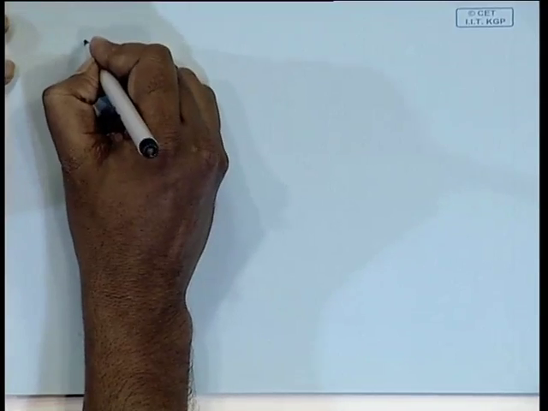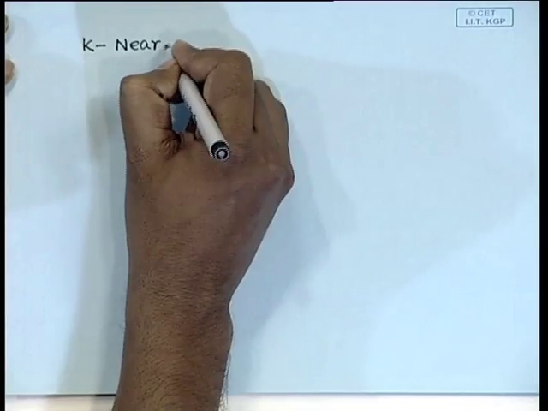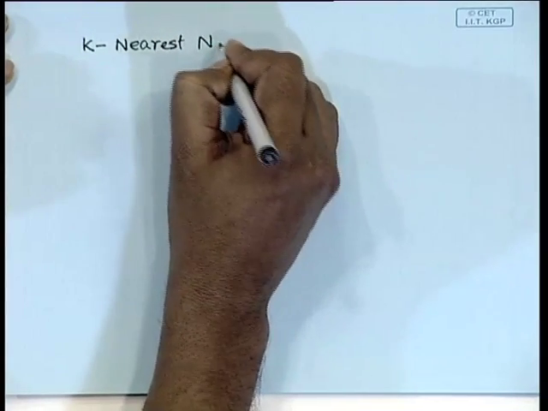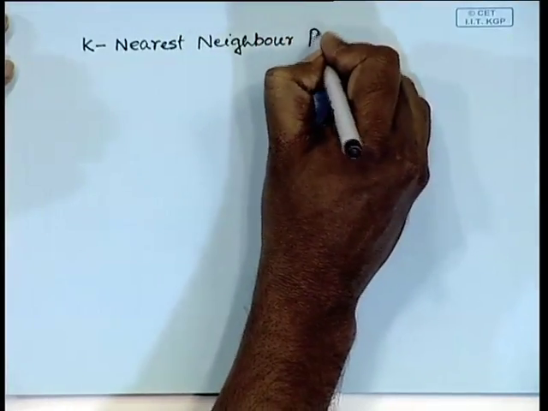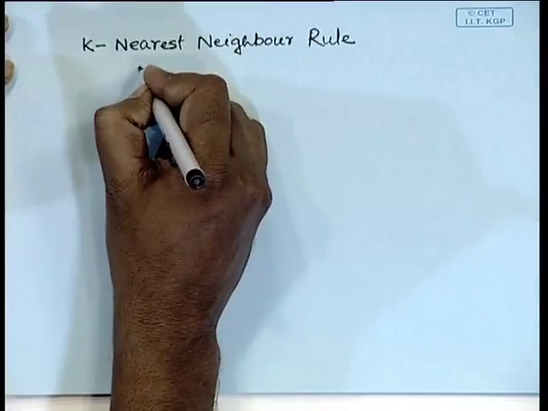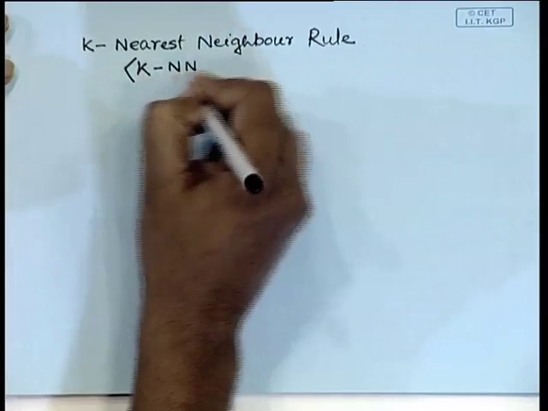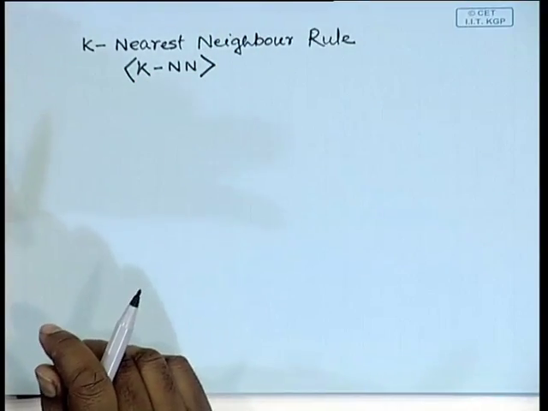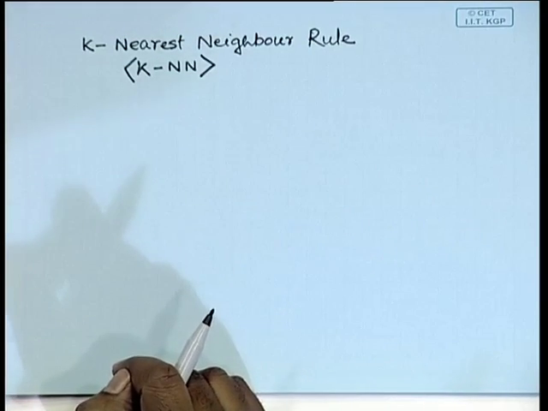Okay. So, accordingly we have a rule which is the k nearest neighbor rule, or KNN classification. So, over here what you do is, instead of taking a single point which is nearest to the unknown sample, you take k number of training samples which are nearest to the unknown sample.